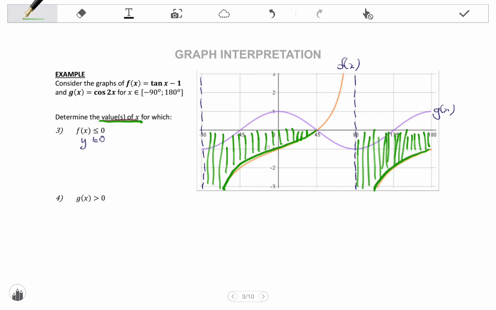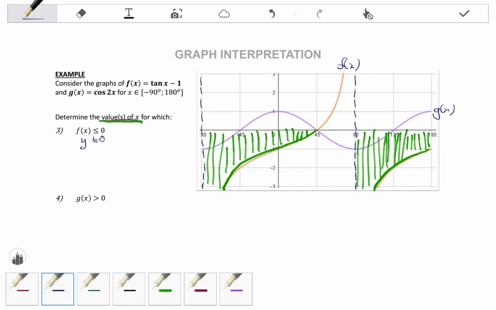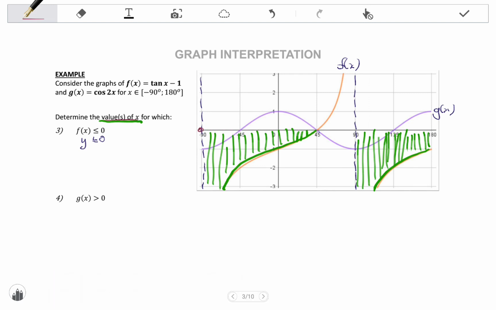Okay, so there are two sections in this answer, which means we will have two inequalities in our answer. So the first inequality covers the x values that range from negative 90 to 45. Now, negative 90 is the value of an asymptote. So let's just write negative 90 degrees. X lies between negative 90 and 45 degrees.